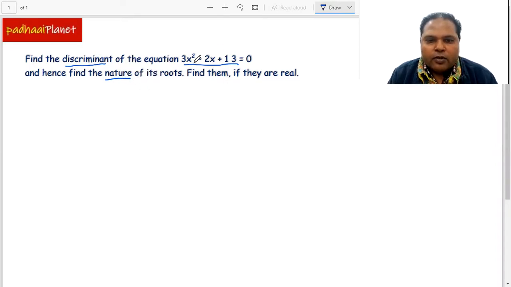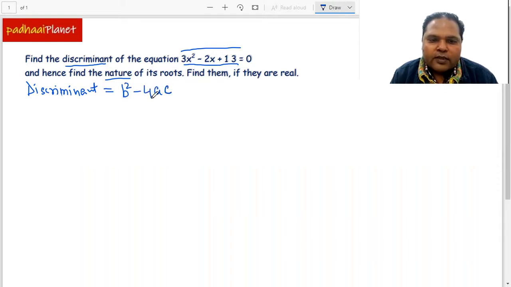Now, if we have to find out the nature of the roots, then we need to find out the discriminant of the equation. And the discriminant of any quadratic equation is equal to, we already know this, b square minus 4ac. That's the formula to calculate the discriminant of the quadratic equation.